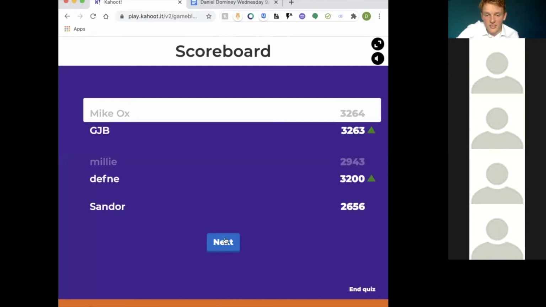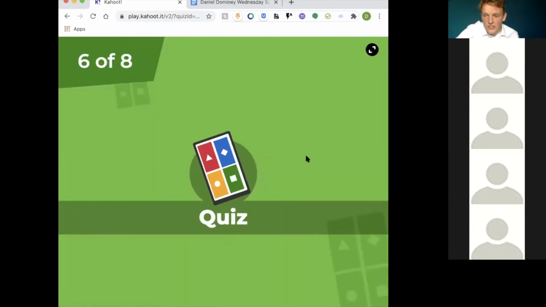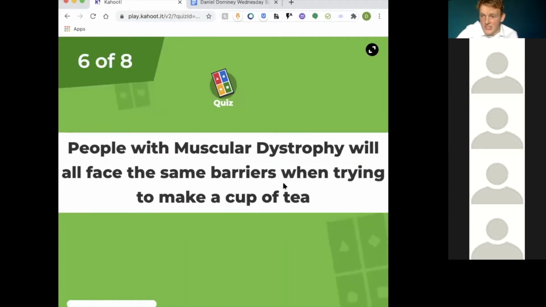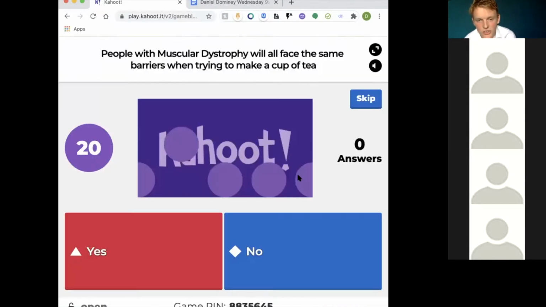Right then. So now let's investigate the previous question a bit further. Will people with muscular dystrophy all face the same barriers when trying to make a cup of tea?